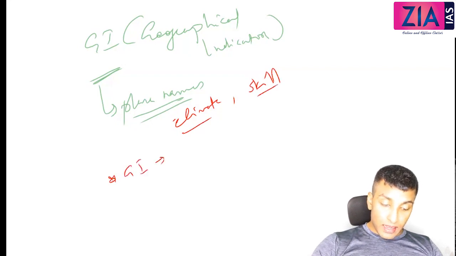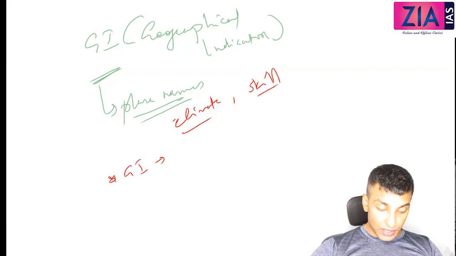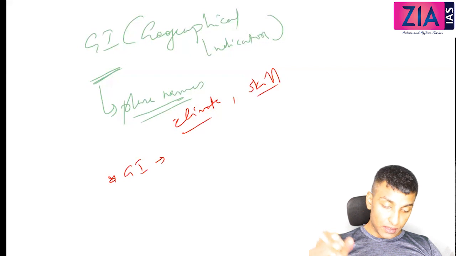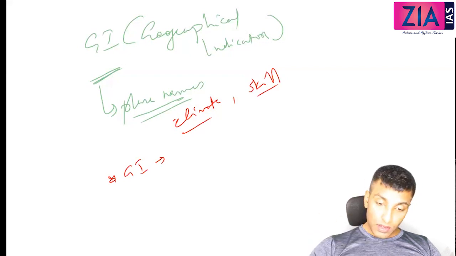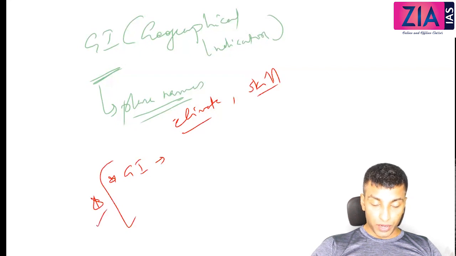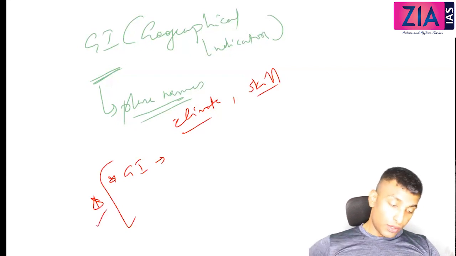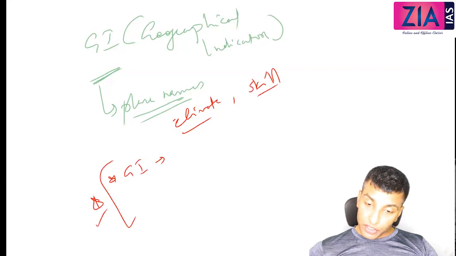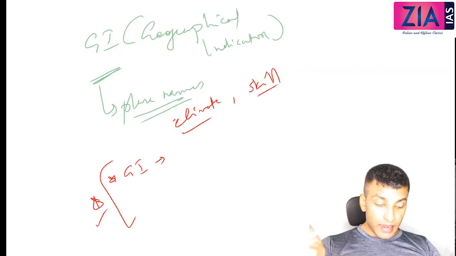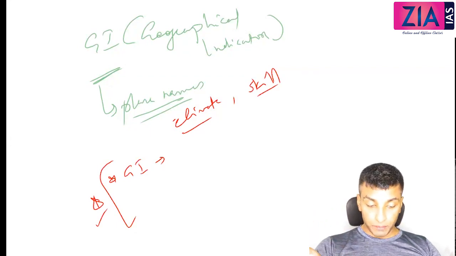Geographical indicators are granted to association of persons or producers or local bodies which represent the interest of producers of that commodity. So to whom it is granted is again important. Okay, it is not for individuals.